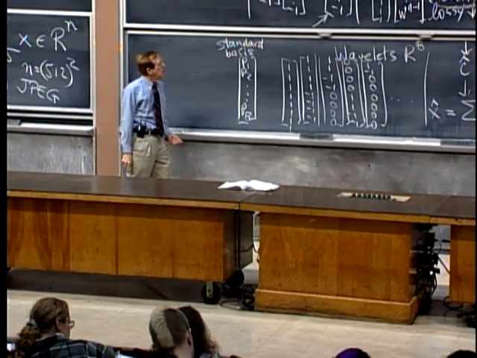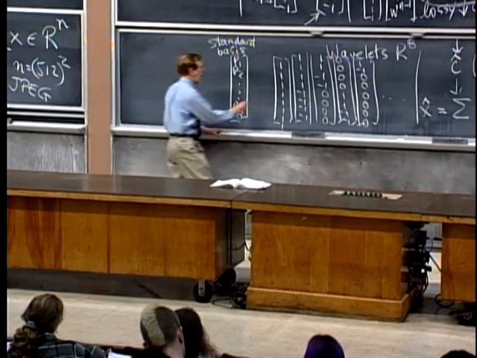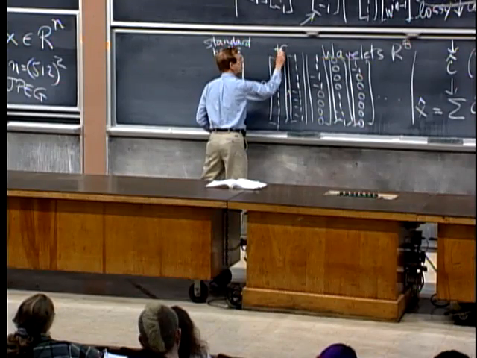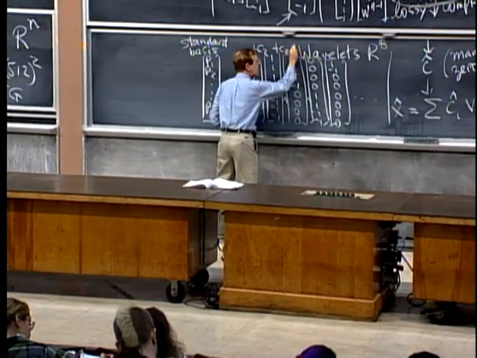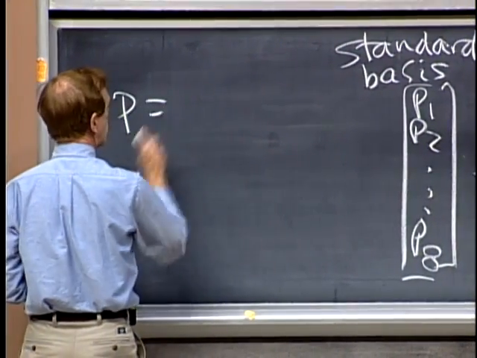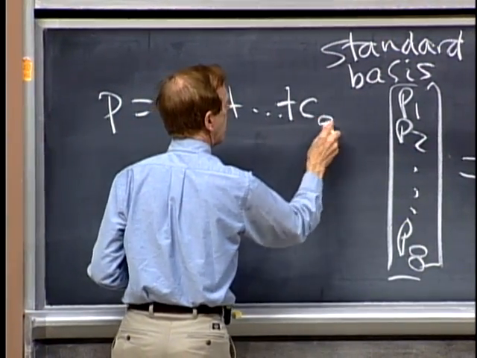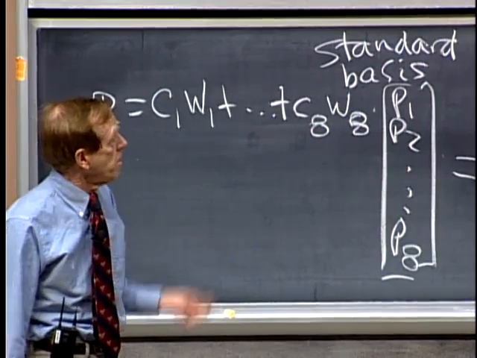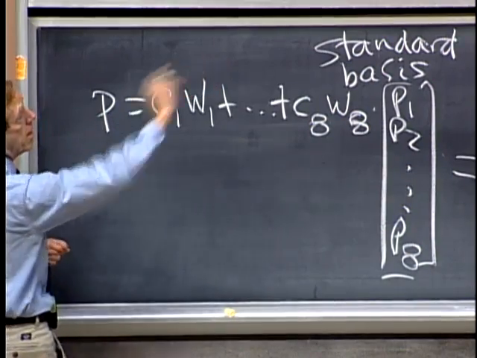So what do I want to do? In the standard basis, here are the pixel values. I want to write that as a combination of C1 times this guy plus C2 times this guy plus C3, these are the coefficients, plus C4 times this one. Do you see what I'm doing? I want to write this vector P as a combination of C1 times the first wavelet plus C8 times the eighth wavelet. That's the transform step. That's the lossless step. That's the step from P. Oh, I'm calling it P here, and I called it X there.